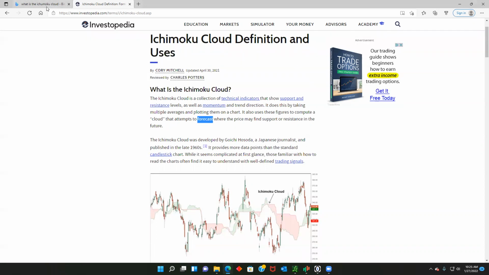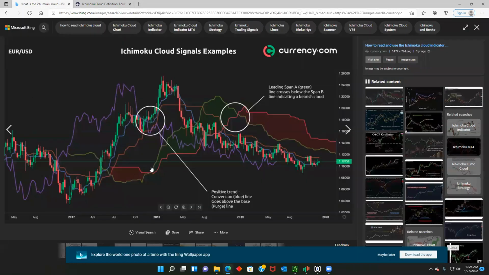Well, great. What does that mean? Here you have an example of a cloud with a whole bunch of other lines. That could be very confusing. How the hell do I read that? I don't. I get rid of all of these lines, and let me show you how I do that.